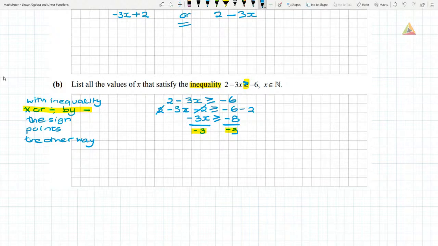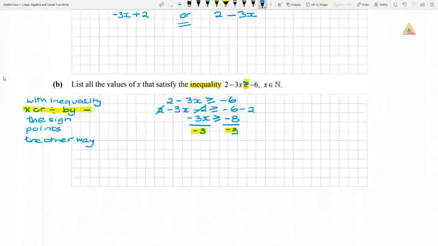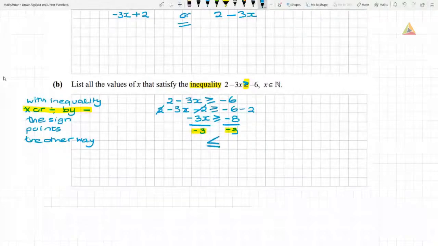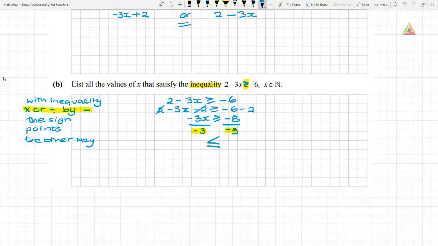So that's the first thing I'm going to write down. It was a greater than or equal to, and now I'm going to point it the other way around, and it becomes a less than or equal to. On this side, my minus 3's will cross out and I'm left with an x. And on this side, when I pop that into the calculator, I get 8 over 3. So it changes to a positive number, 8 over 3.